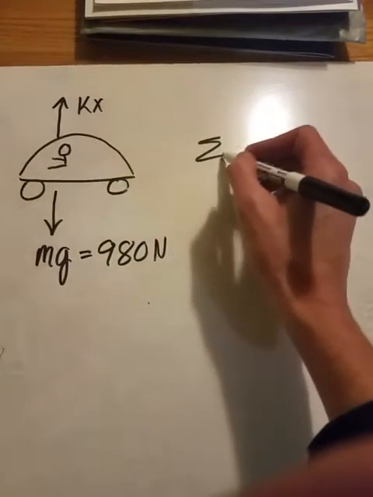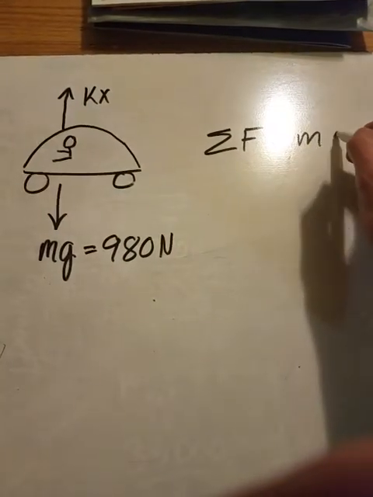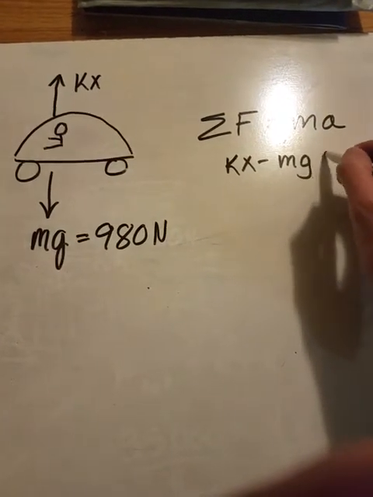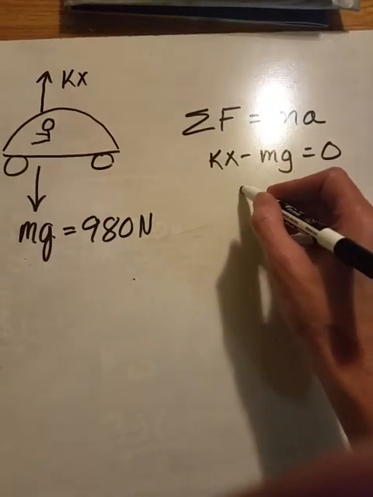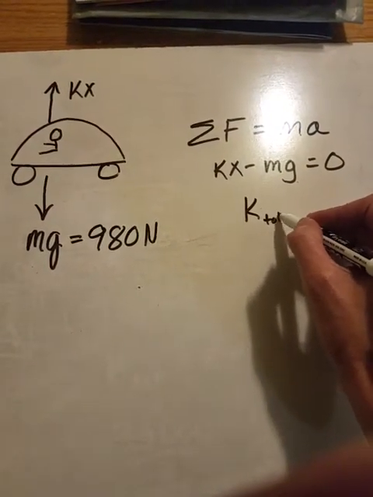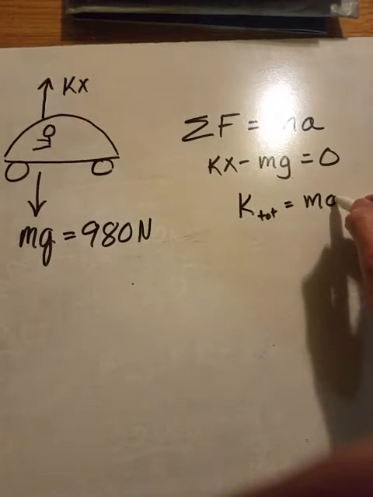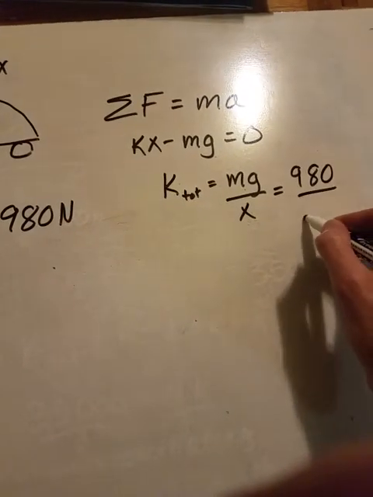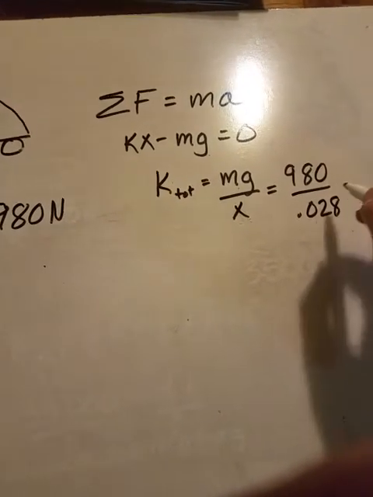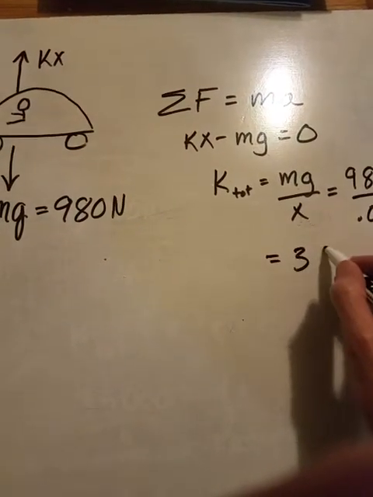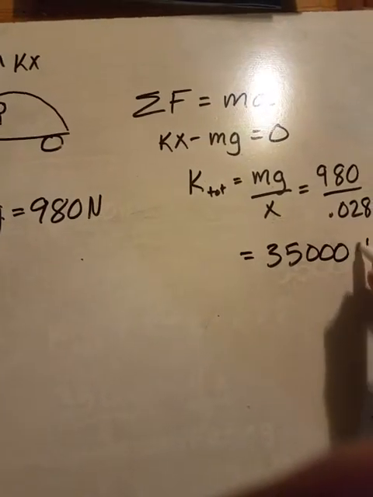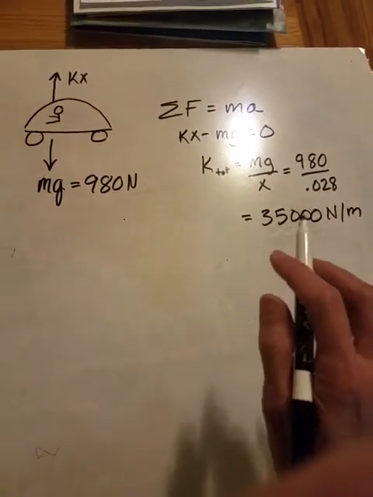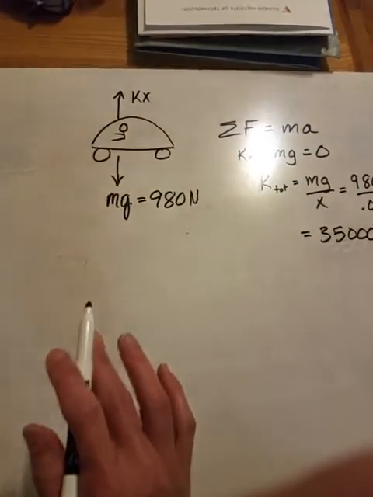So our equation is the sum of the forces is equal to ma. We're going to have kx minus mg equals 0 because we're in equilibrium. So K, the total K of all of the shock absorbers, is going to be equal to mg over x. That's going to be 980 divided by 0.028, converting that into meters. And that ends up being 35,000 newtons per meter. All right, so we've now found the total spring constant for all of the shock absorbers.